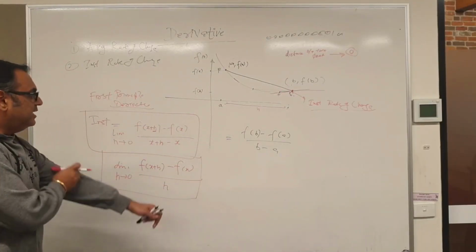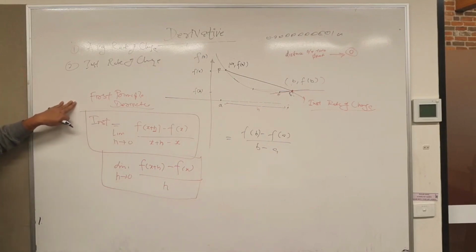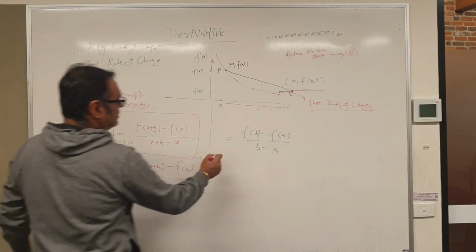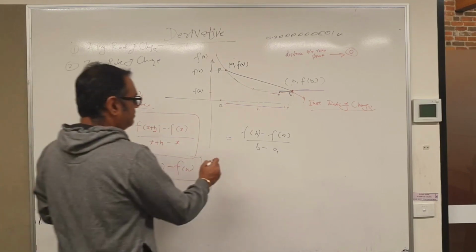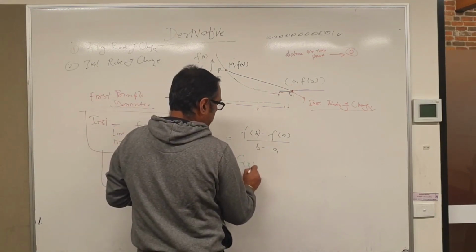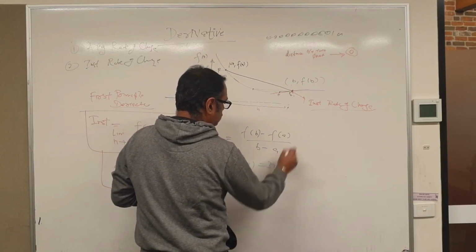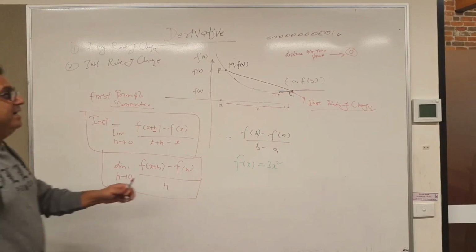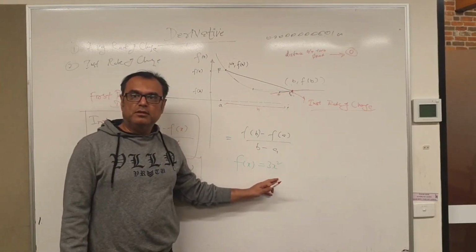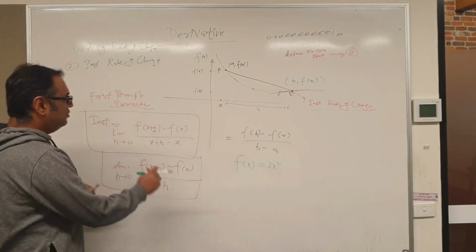Derivative. Let's say we find the derivative using first principle for the function. Let's say now my f of x is 3x squared. Okay, and I say, can you find the derivative of this function by first principle? So what will you do?